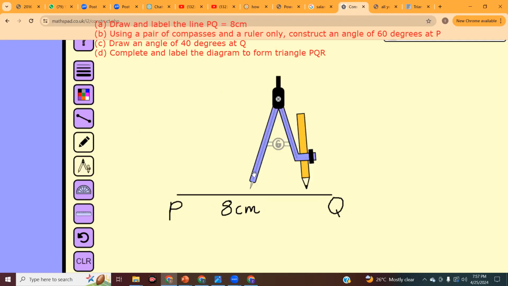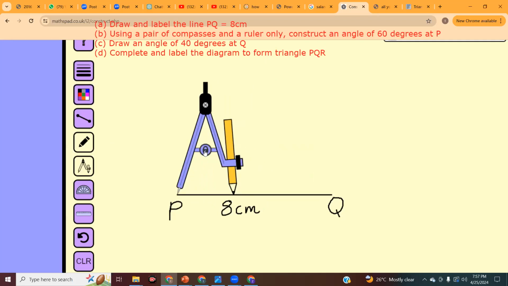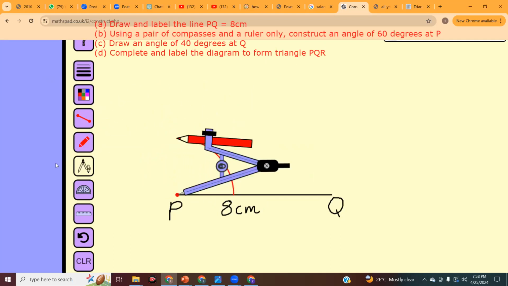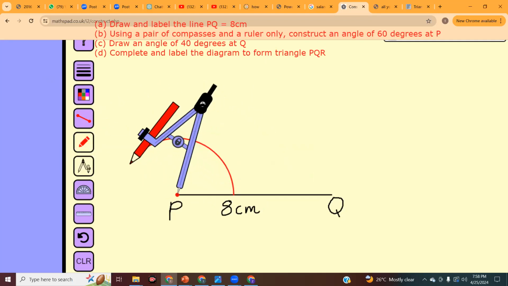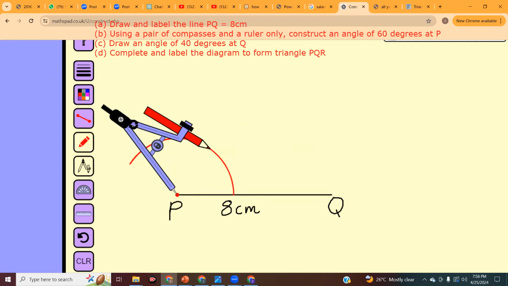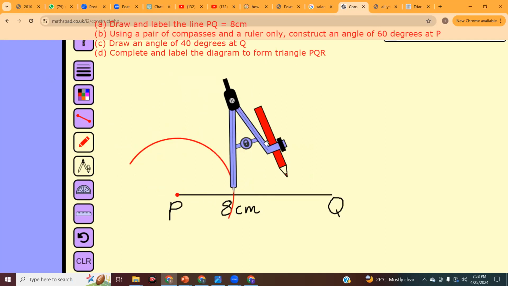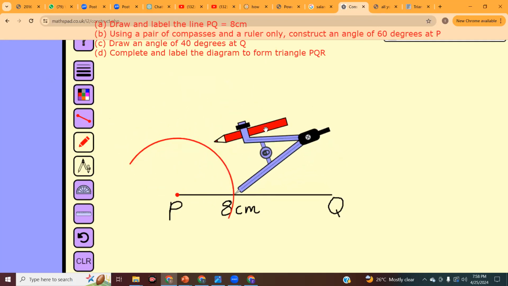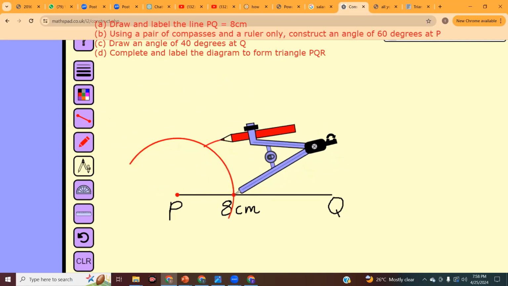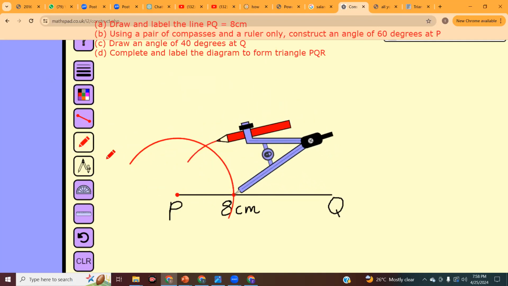Using a pair of compasses and a ruler only, construct an angle of 60 degrees. So it's going to be 60 degrees. Right here, lock that in. So we have to draw a 60-degree angle at P. Draw this all the way down here. Right, and then we're gonna come here and move this here. Then we're gonna draw an arc right there. What else they say? Draw an angle of 40 degrees at Q.